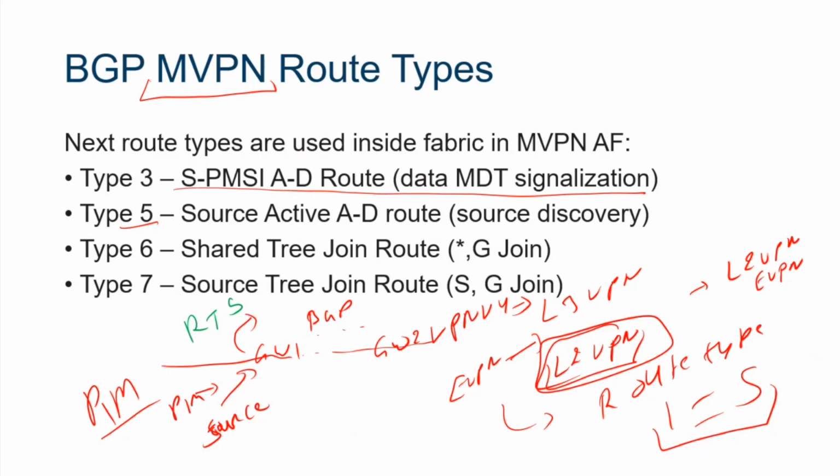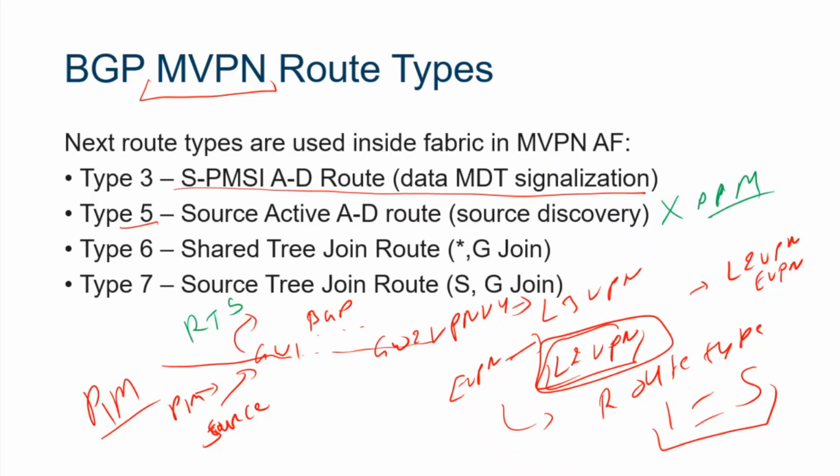Can you tell me, do we have any such functionality in PIM? Register message. Okay, I'm glad you answered this, but for this there is no equivalent in PIM. I will come to that register message in a while, but route type 5 has no equivalent functionality in PIM. Basically, in PIM, this doesn't even exist.